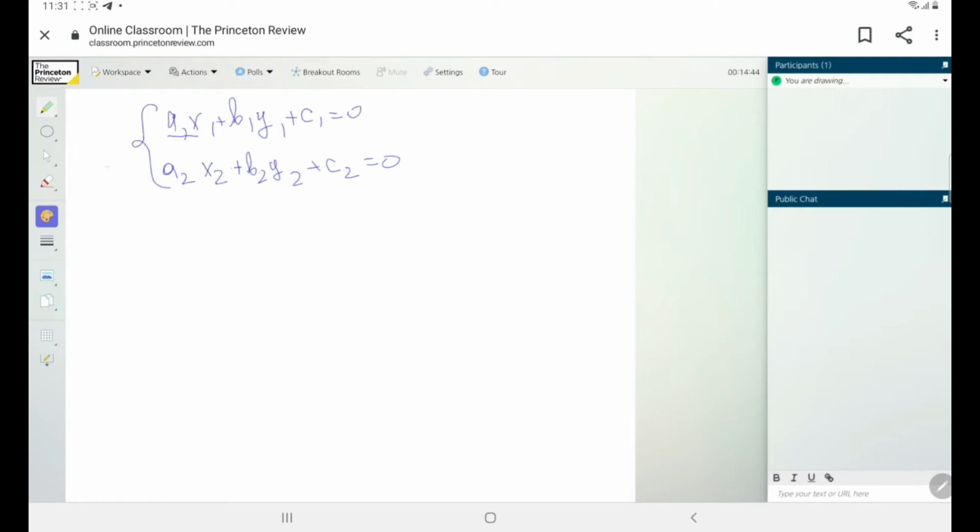Here, a1 and a2 are the coefficients of x1 and x2 respectively. b1 and b2 are the coefficients of y1 and y2 respectively. c1 and c2 are the constant terms also.